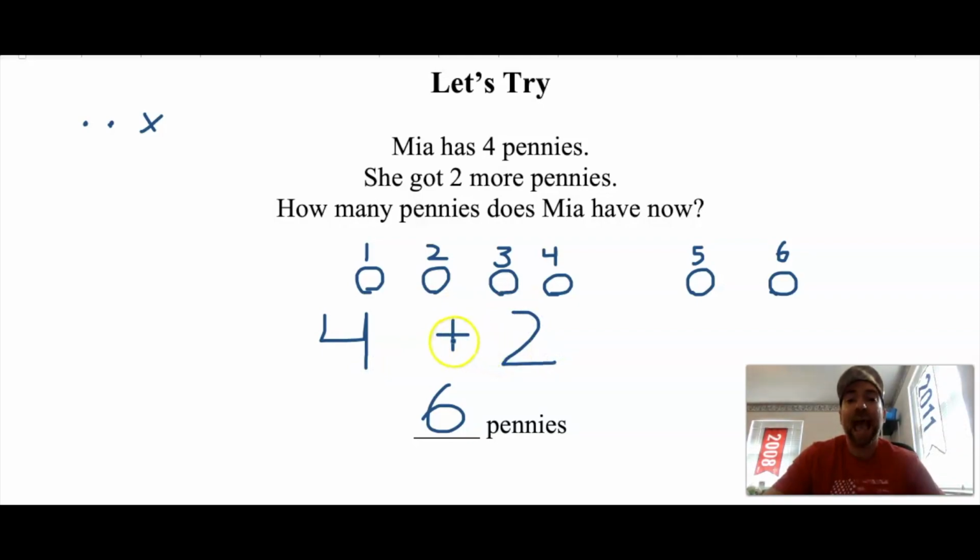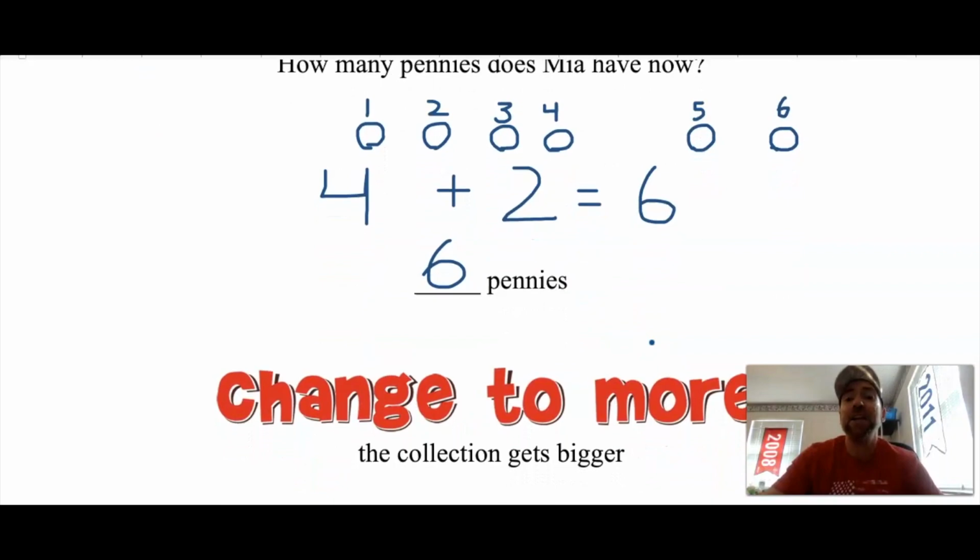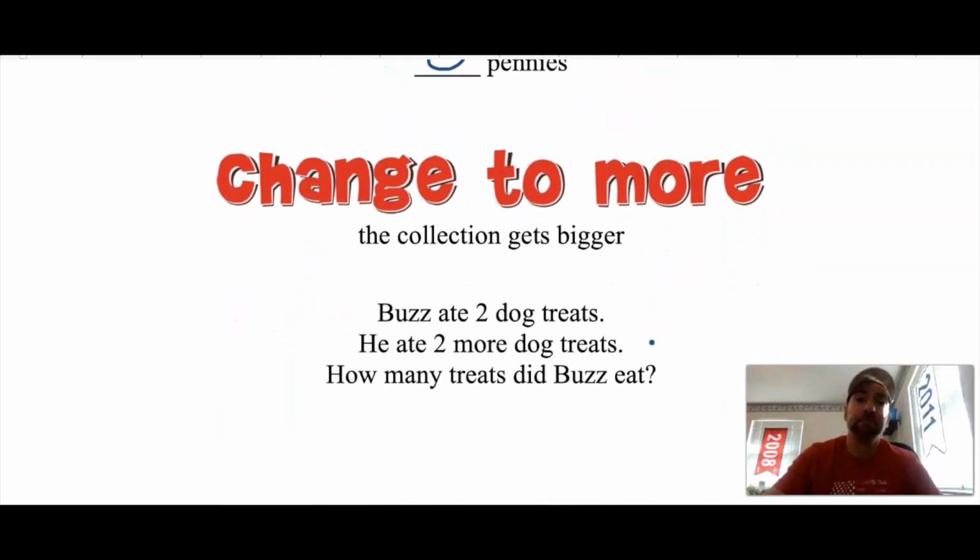So that is an add 2, and it equals 6. So some students are good with their number models. 4 plus 2 more equals 6. Let's go ahead and clear your whiteboard and let's look at another type of number story.